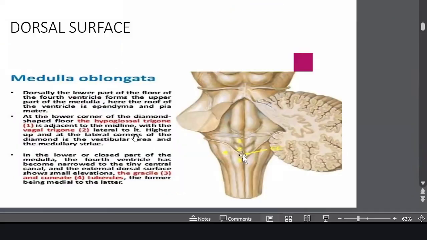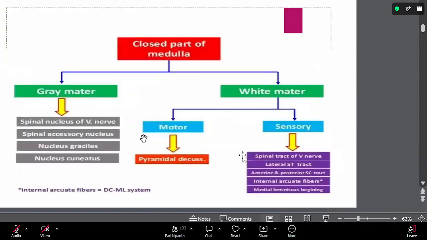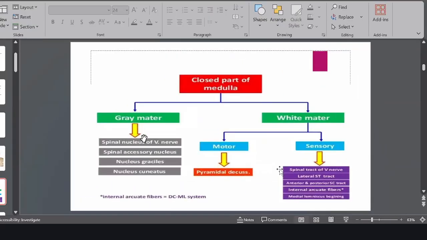Now, gross part of medulla, we have something that we call the gray matter and the white matter. Now, the gray matter, it has the nucleus of the vagus nerve. Then we also have the spinal accessory nucleus of what? The spinal accessory nerve. Then you have the nucleus gracilis and the nucleus cuneatus. So these are some of the nuclei and the nerves you are able to see within the gray matter.